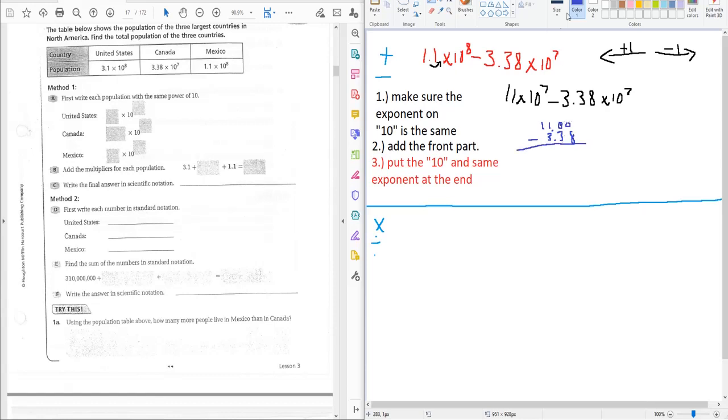So it looks like we have to borrow. So that becomes 0. Carry the 1, that becomes a 9, and that becomes a 10. 10 minus 8 is 2. 9 minus 3 is 6. Bring down the decimal. 0 minus 3 is, well, that can't happen, so we got to borrow. 10 minus 3 is 7. So the answer here is 7.62 times 10 to the 7th.